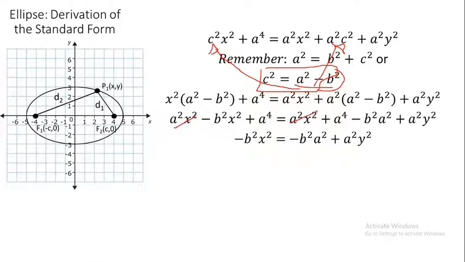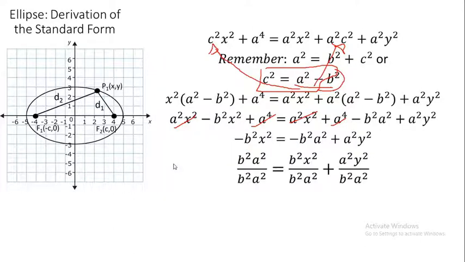a squared x squared and a to the fourth, leaving us with negative b squared x squared equals negative b squared a squared plus a squared y squared. Since the standard form requires us to equate to 1, we divide throughout by b squared a squared after transposing b squared a squared to the left and negative b squared x squared to the right. We divide all throughout by b squared a squared.